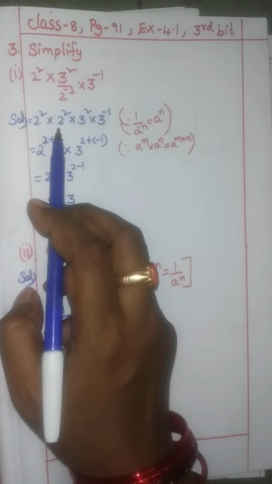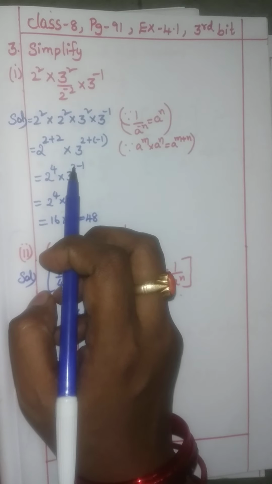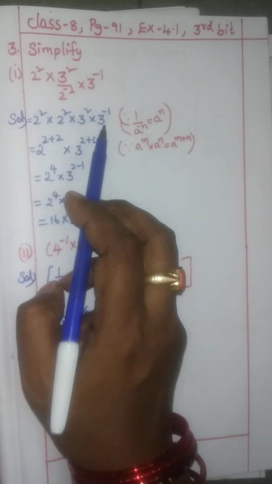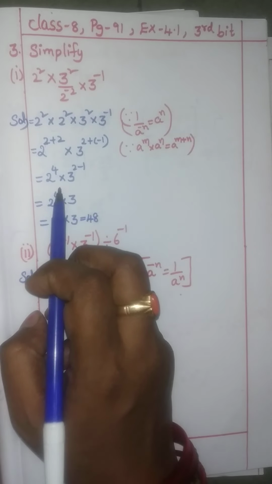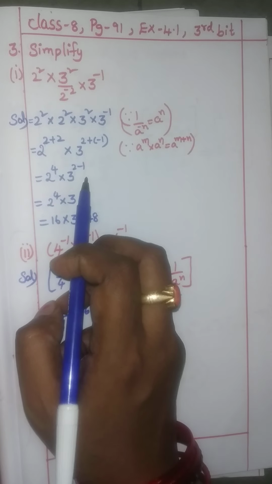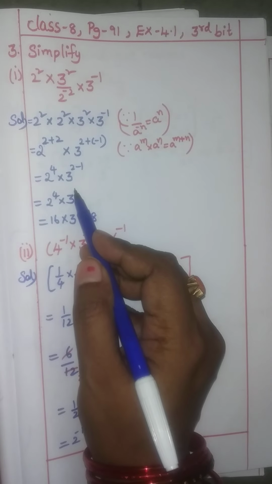Just you see, when bases are same, 2 and 2 are same, we can add the powers. 2 plus 2 into 3 power of 2 plus minus 1. 2 plus 2 is 4. 2 power of 4 into 3 power of 2, plus into minus is minus 1. 2 minus 1 is 1.